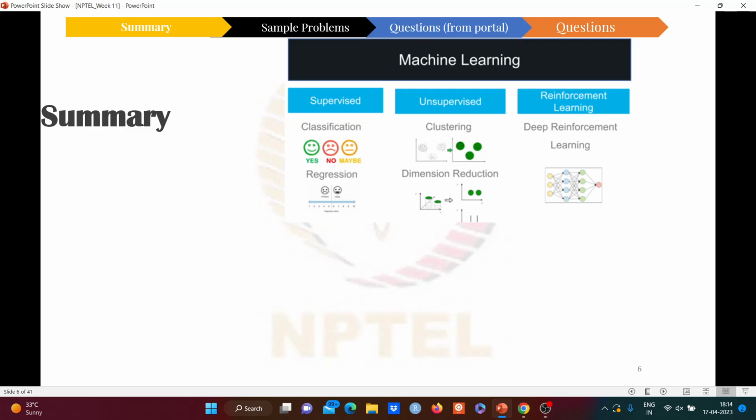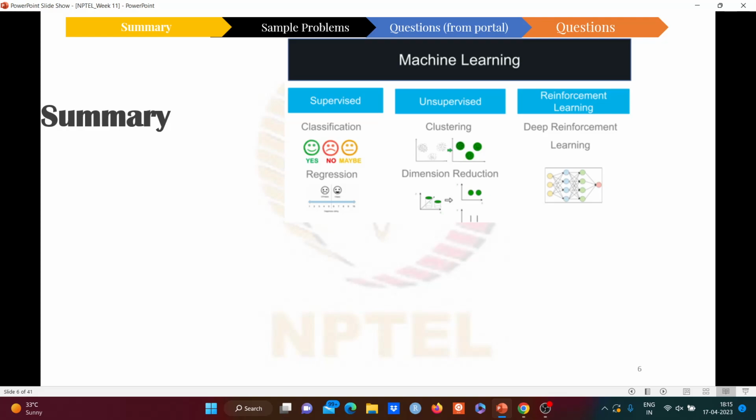Now, starting with supervised learning. Supervised learning is a type of machine learning where the algorithms learn from labeled data, which means that the data is already labeled with the correct output. The goal of supervised learning is to learn a mapping from inputs to output. There are two main types of supervised learning: a regression problem and a classification problem.